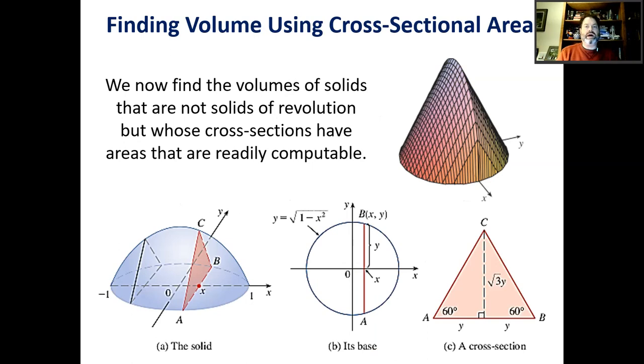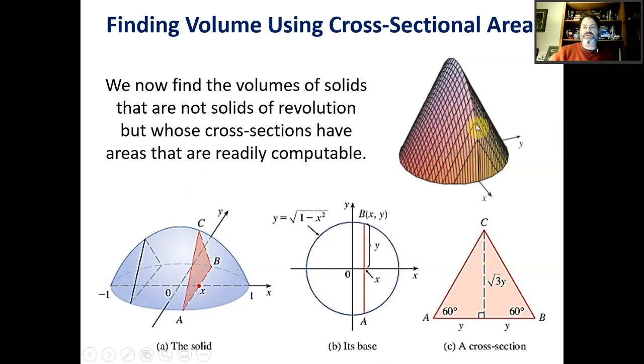Okay, one more topic. And this is using something called cross-sectional area. So these are not solids of revolution. We're not rotating anything. But the idea is that you take this shape, this solid, and you find some way that you can cut it up, that if you cut it in equally spaced intervals, the shape doesn't change.